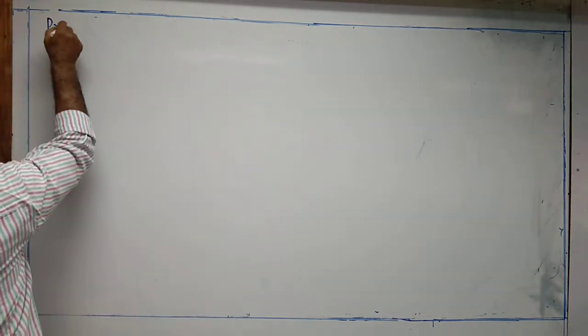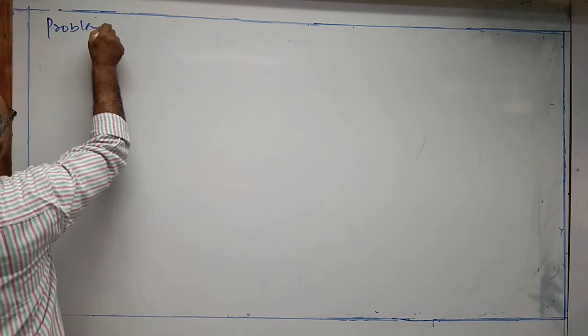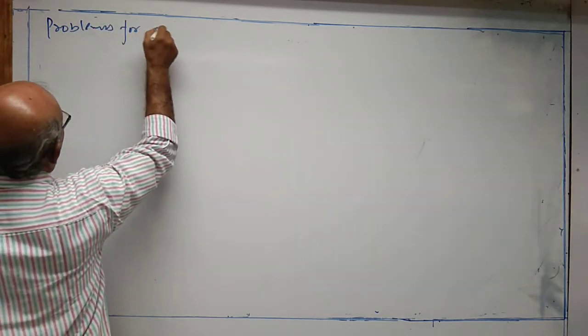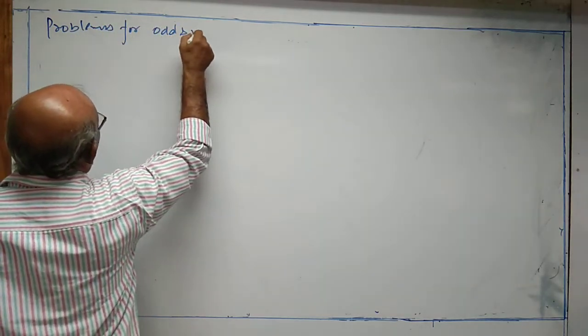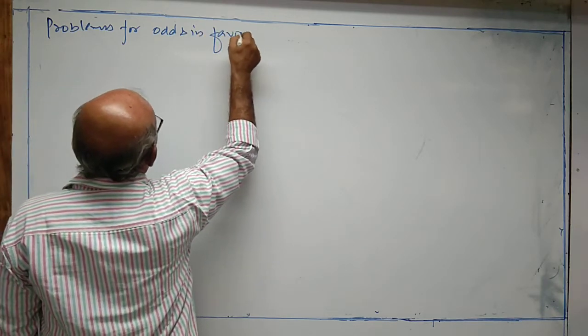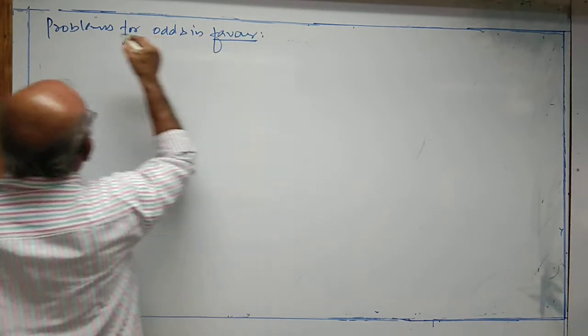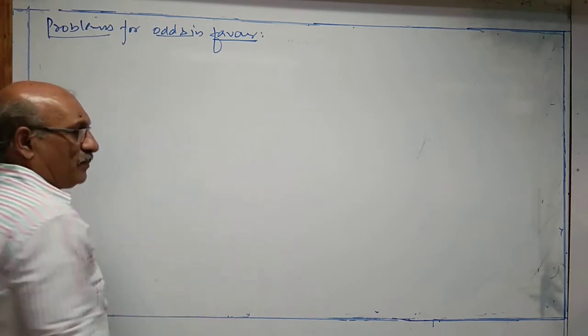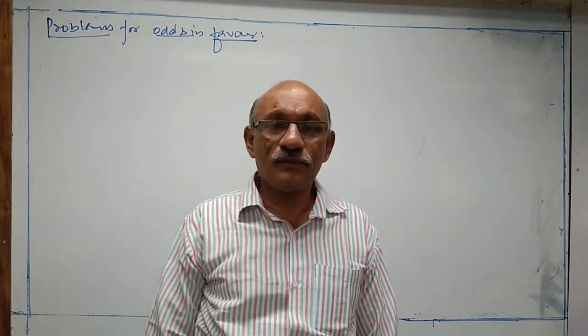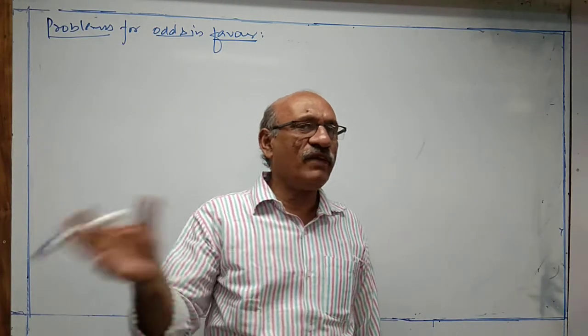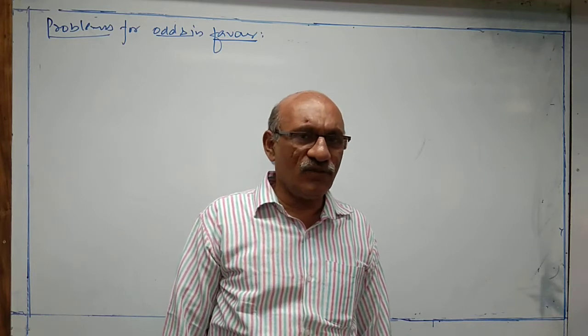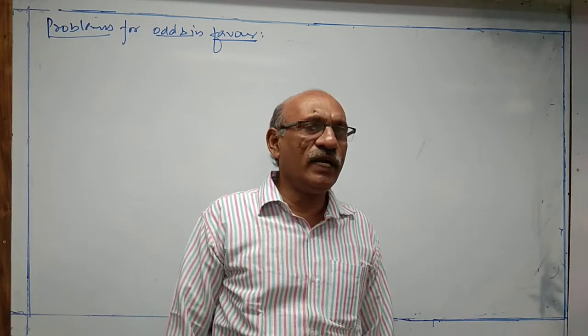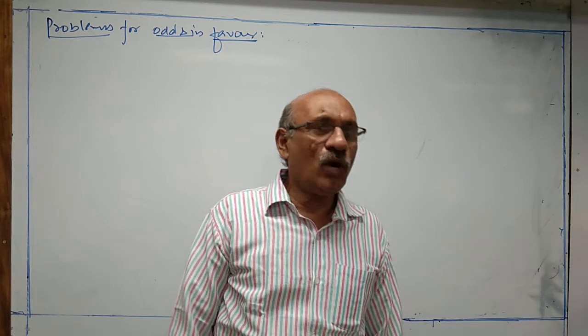Problems for odds in favor. Odds in favor means a ratio is given. The ratio of the happening of an event and the not happening of an event is given, that we have to convert into probability. What does it mean actually?